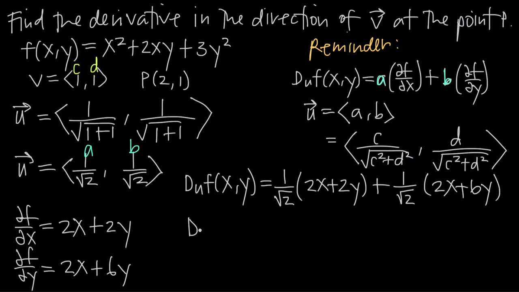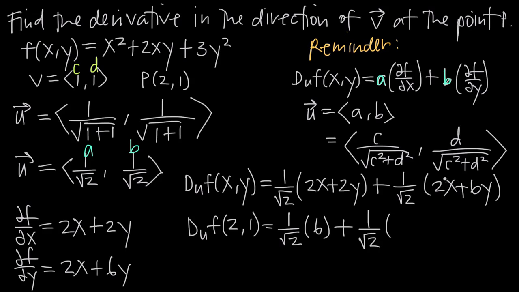So what we want to find is d sub u of f of 2, 1, which is going to be equal to 1 over root 2, and here of course we're just going to plug 2 in for x and 1 in for y. Plugging 2 in for x, we get 2 times 2, which is 4, plus 2 times 1, because we're plugging 1 in for y. So 4 plus 2 is going to give us 6, plus 1 over root 2 multiplied by 2 times 2 is 4, plus 6 times 1, we get 10. And now we're going to have 6 over root 2 plus 10 over root 2, which gives us 16 over root 2.